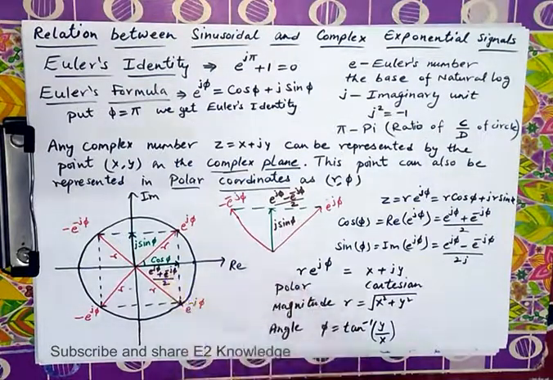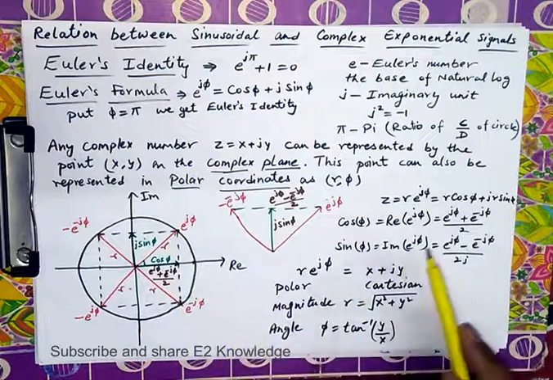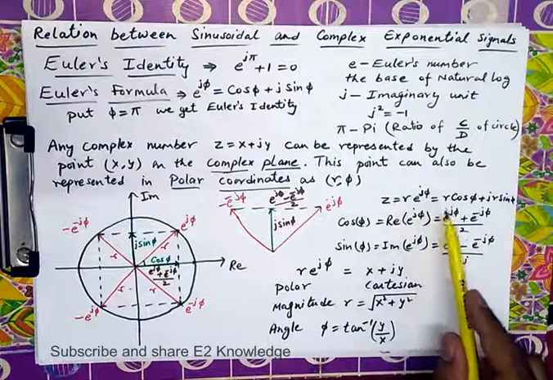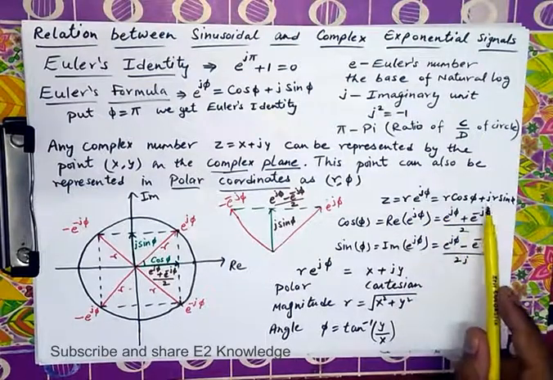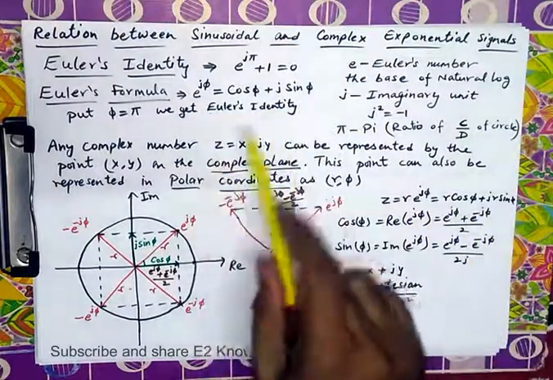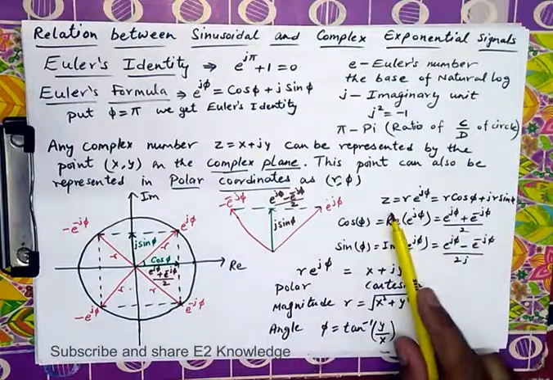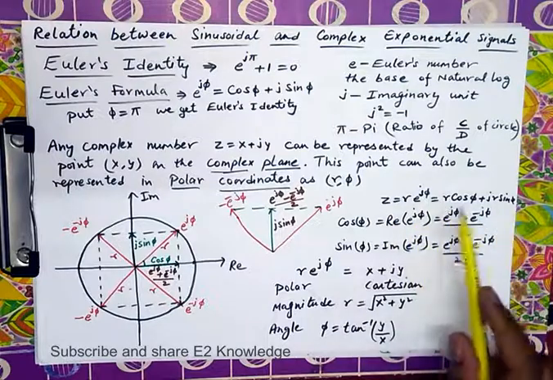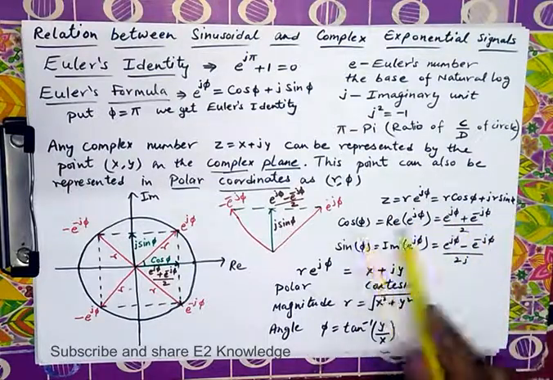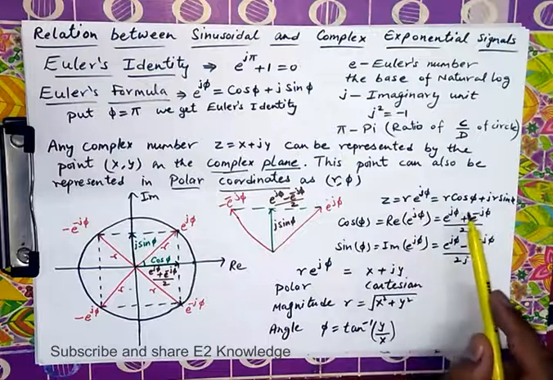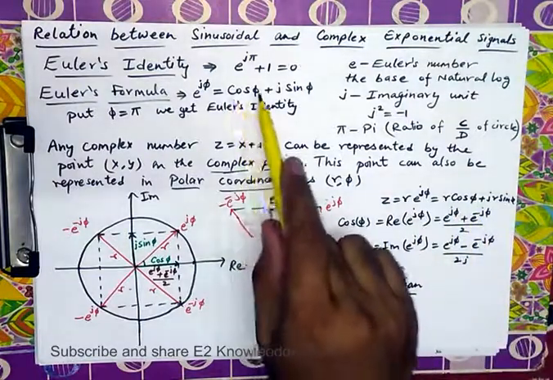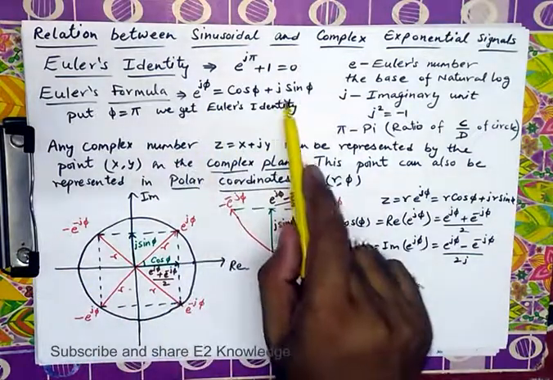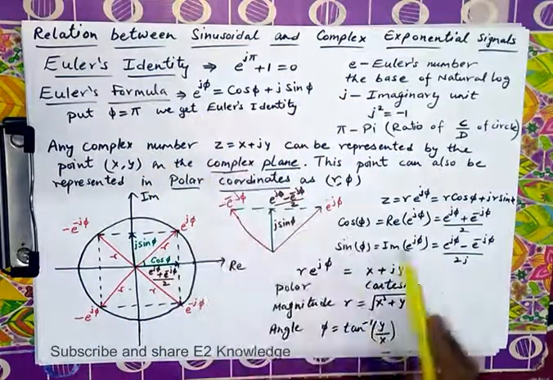So here x is equal to r cos phi. Using Euler's identity, we can establish the relation that z is equal to r e raised to the power j phi, which is equal to r cos phi plus j r sin phi. Simply multiplying by r on both sides, we represent the complex quantity z in terms of polar coordinates as well as Cartesian coordinates. Now cos phi is the real part of e raised to the power j phi, and sin phi is the imaginary part of e raised to the power j phi.